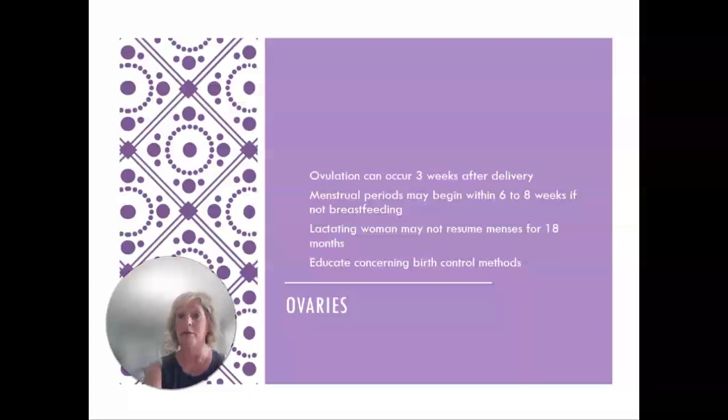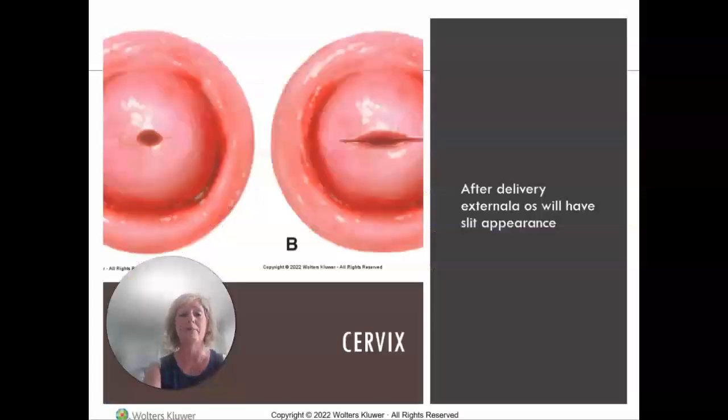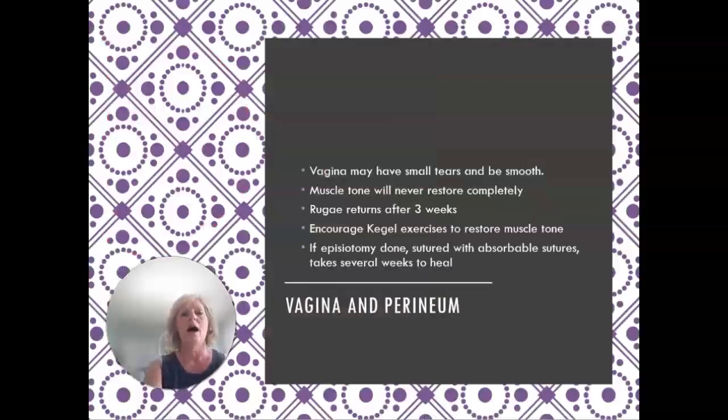And if they don't want another baby, we need to make sure we're talking about that. So what does the cervix look like after a mom has had a baby? Before delivery, the cervix looks just like this. After they've had delivery, the cervix will always have a slit-like appearance, and it will never completely go back to where it was after dilation. So that's important to just let them know.